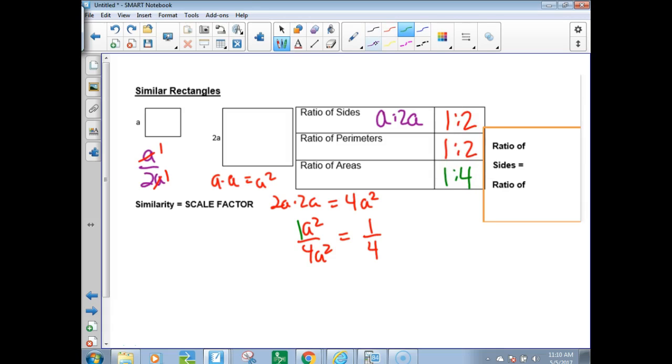So what we're finding out is that there is a pattern. The ratio of the sides is equal to A to B. The ratio of the areas would be A squared to B squared. So whatever your side ratio is, you square the numbers to get the ratio of the areas. Now we're going to have to do some application of that.